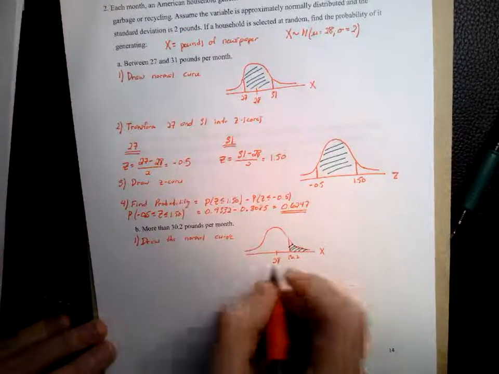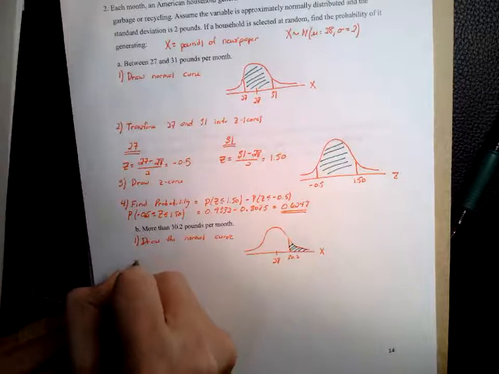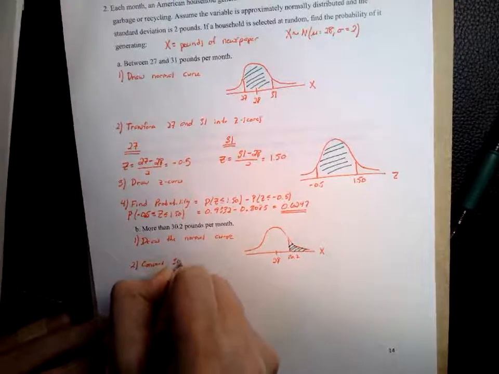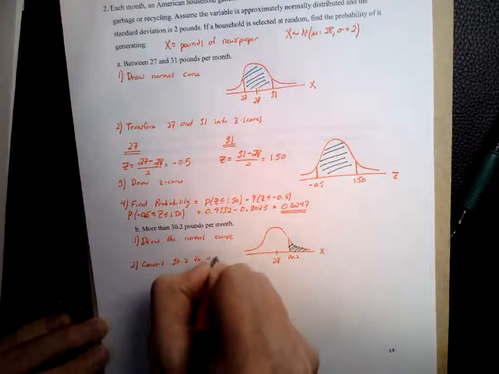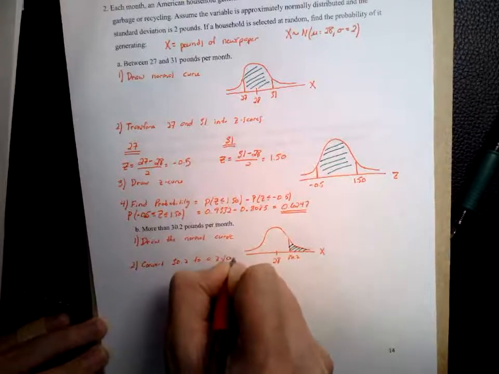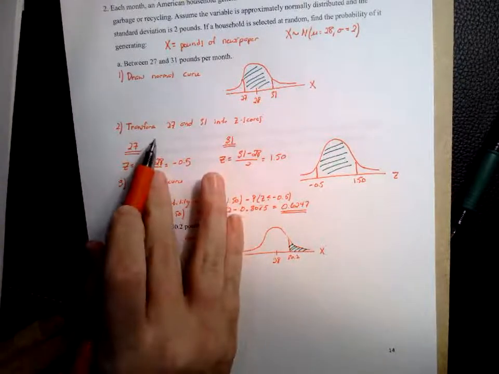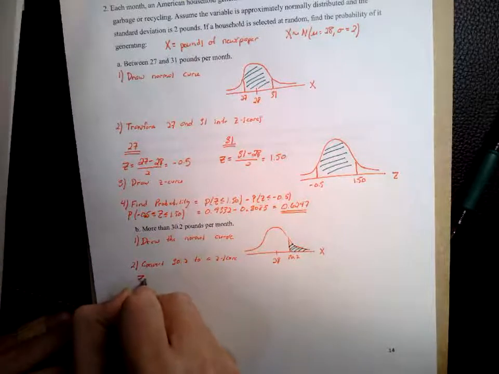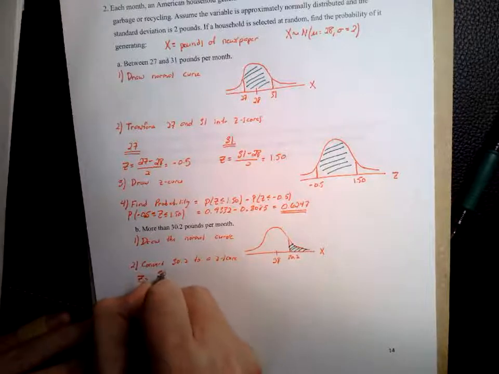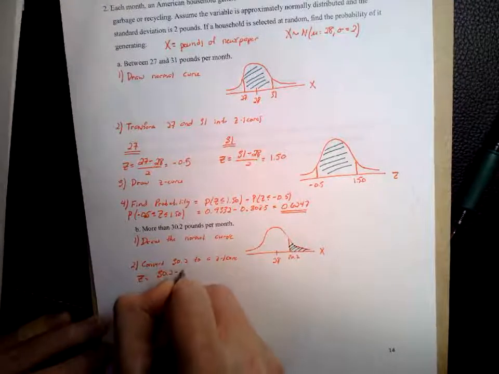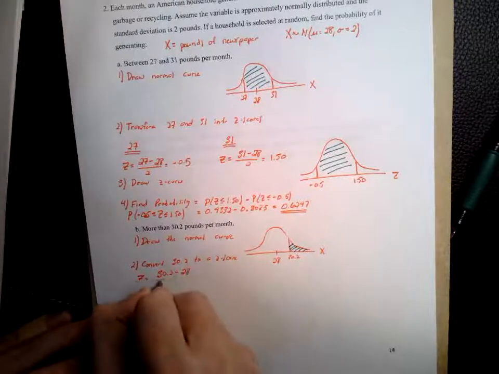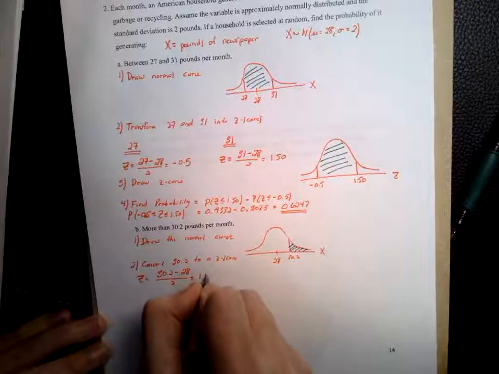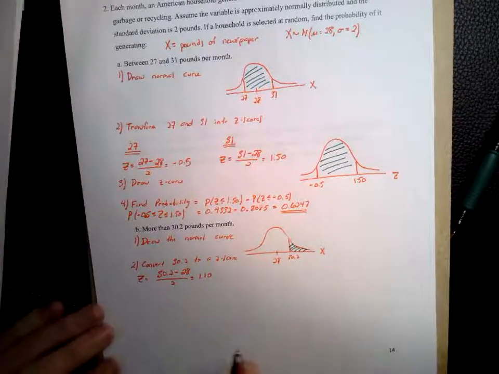Now, I want to take this 30.2 and convert it to a z-score. So convert 30.2 to z-score. So earlier I said transform. It doesn't matter. It means the same thing. Then the z-score corresponding to 30.2 can be found by 30.2 minus the mean of 28, and then divide by the standard deviation of 2. And that will give me a z-score of 1.10.